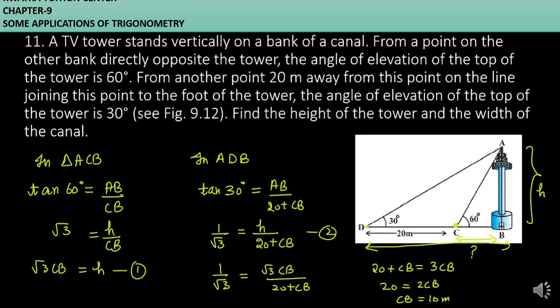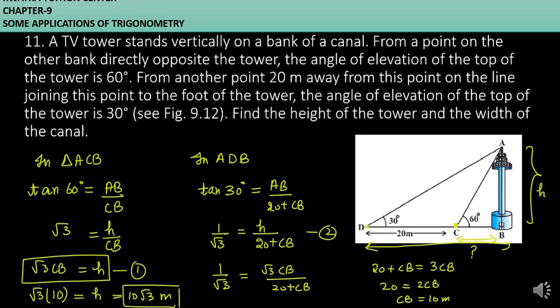Now what can we find? We can find H with the help of the first equation. So this will be root 3 into 10 equal to H. That means you can write it as 10 root 3 meters. So yes, this is your answer. The value of H has come, and the width of the canal has also come, that is 10 meters. Now moving to question number 12.